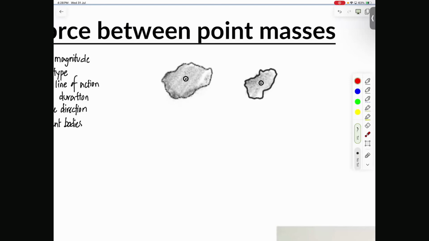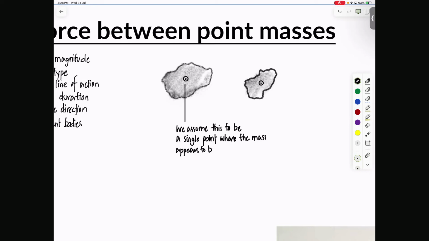Right. So I hope you guys are clear with what center of mass is, or point mass. So we assume this to be a single point where the mass appears to be active.